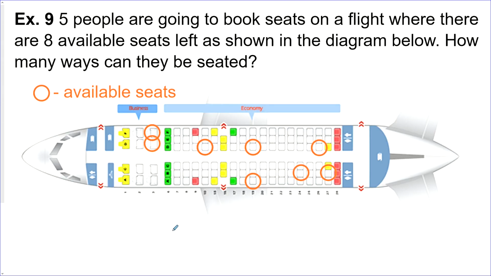5 people are going to book seats on a flight where there are 8 available seats left, as shown in the diagram below. How many ways can they be seated? Now, we see that each one of these seats are unique, and each one of these people are unique. So we don't have any repeating items, and we've got 8 seats to choose from, and we're going to make a permutation with 5 of them. And that's it. This question would be 6,720 possible ways they can be seated.